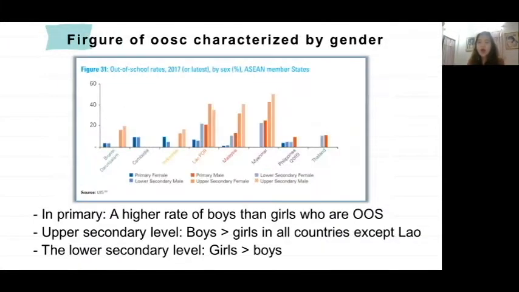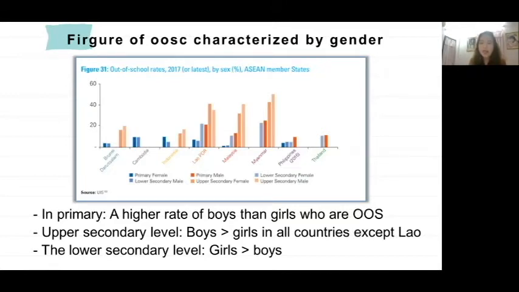Okay, so the reasons for the distribution can be explained through the appearance of some social factors that I want to focus on in our presentation today. The first category is the figures of OOSC characterized by gender. The second is about urban and rural locations. The third one is income, and the fourth one is about child labor and child marriage.